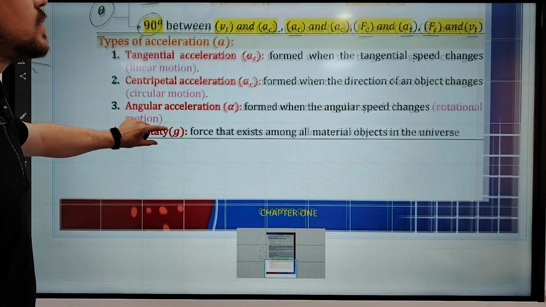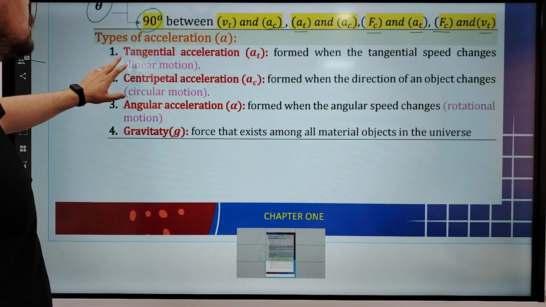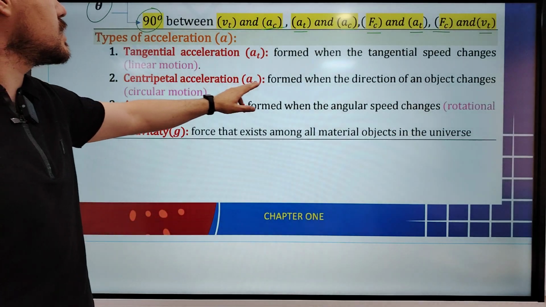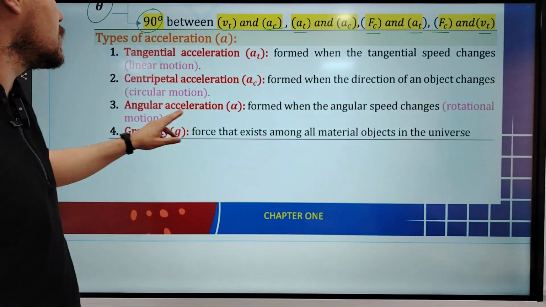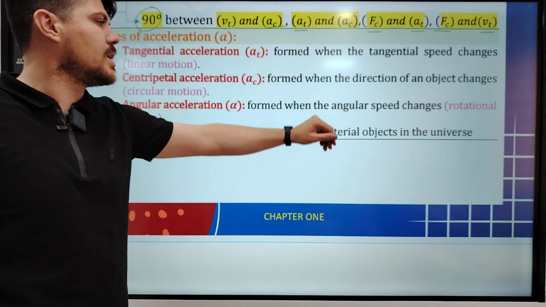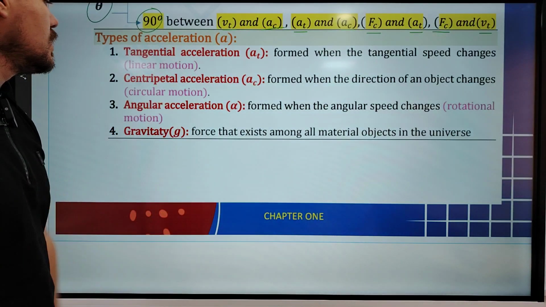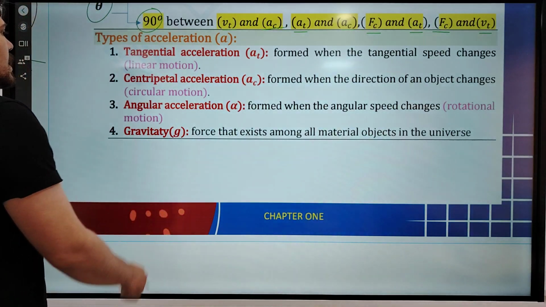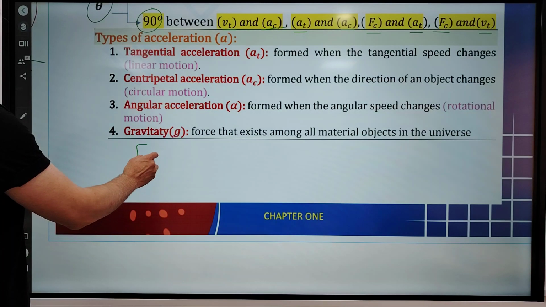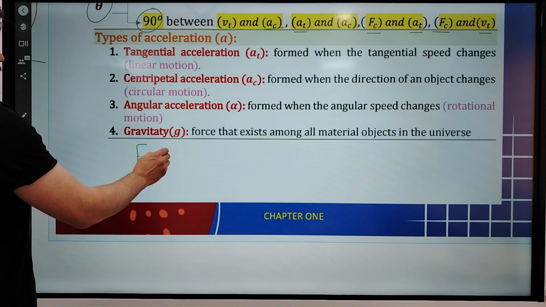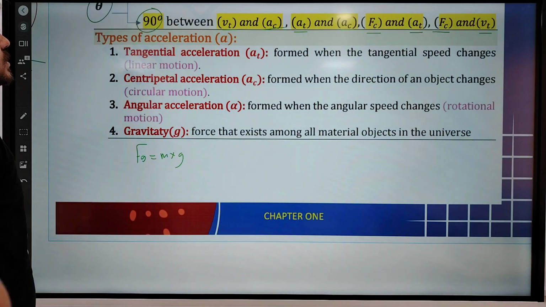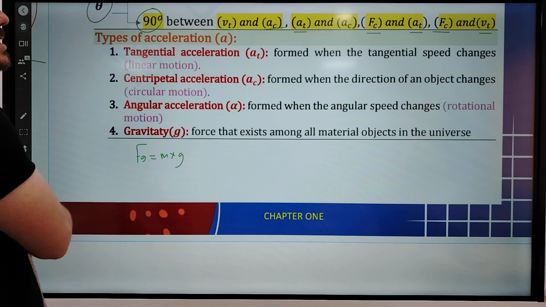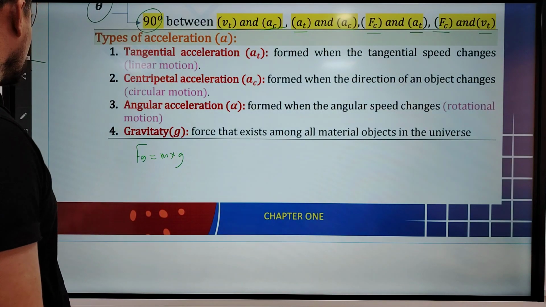This is just to remind you: tangential acceleration is formed when tangential speed changes. Centripetal acceleration is formed when the direction of the object changes. Angular acceleration is formed when the angular speed changes. Gravity exists among all material objects in the universe, and Fg is equal to mass times gravity. These are the forces that exist among all material objects in the universe.